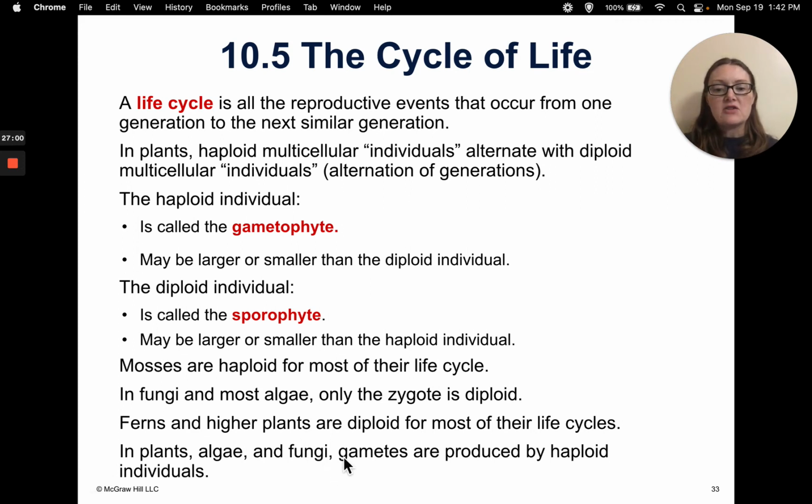In plants, algae, and fungi, gametes are produced by haploid individuals. So it's a little bit confusing, but what it's saying is that it's a little different in plants, and some stages of a plant's life may only have the haploid phase where only half the genetic information is present.